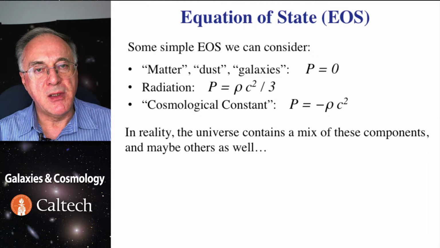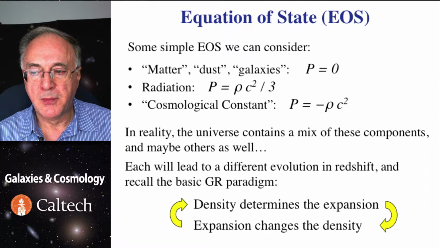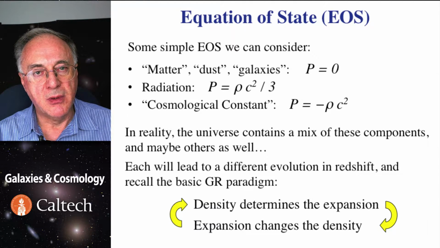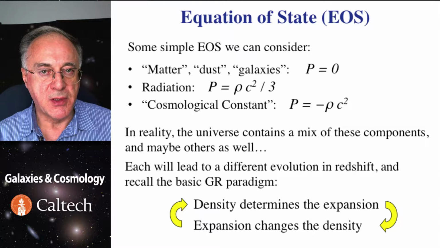So let us consider these three simple cases: matter, radiation, and cosmological constant. In reality, the universe has all three of those, plus maybe other things, and there is a mixture, so all three have to be included in Friedman's equation. Each of those will evolve in a different fashion because each one of them implies a different behavior of density as the universe expands. And so as the universe expands, its density changes, that affects the expansion, and so on.